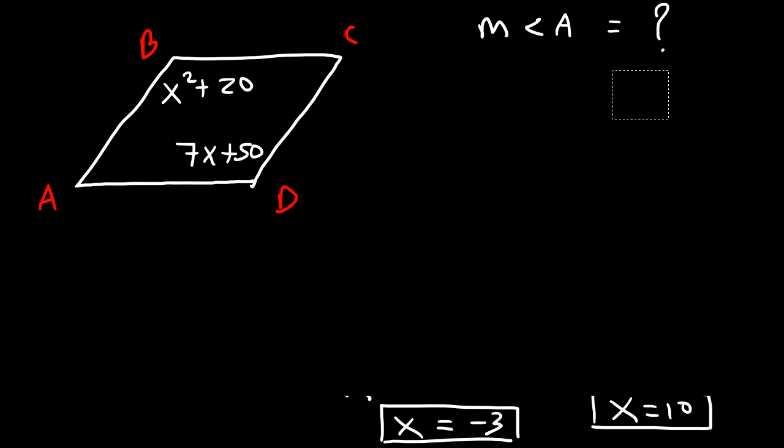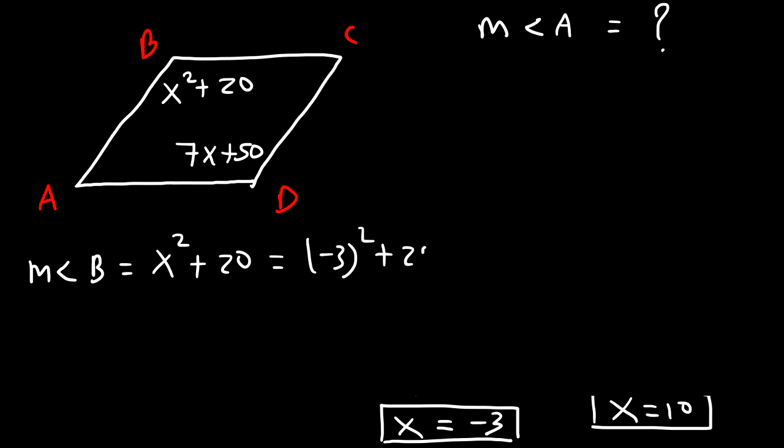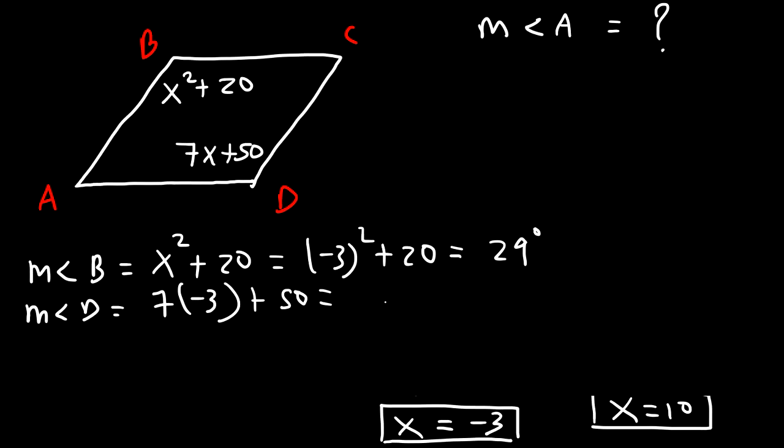If we plug in negative 3, both angle B and angle D will be the same and they will both have a positive measure. So for example, the measure of angle B is going to be x squared plus 20. And so that's negative 3 squared plus 20, which is 9 plus 20, so that's 29 degrees. And angle D will have the same value. It's going to be 7 times negative 3 plus 50. 7 times negative 3 is negative 21 plus 50, that's 29 degrees.